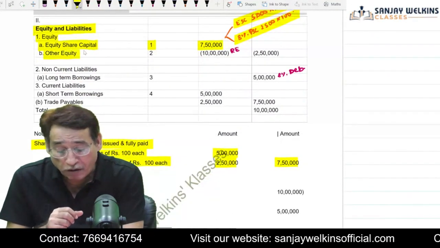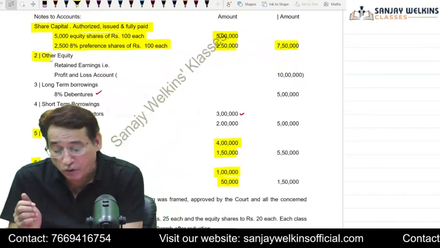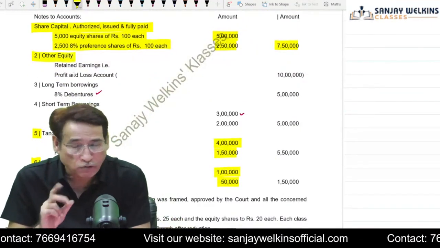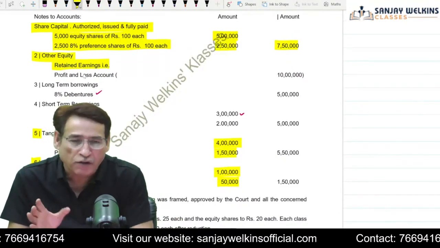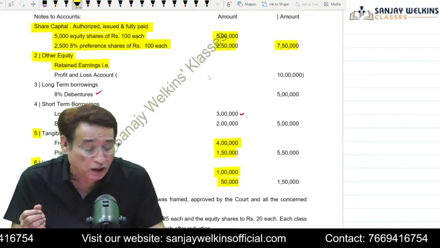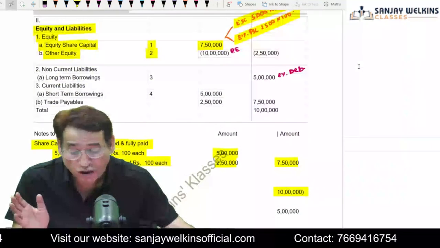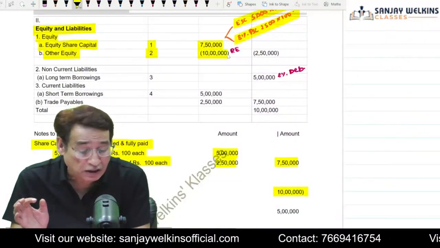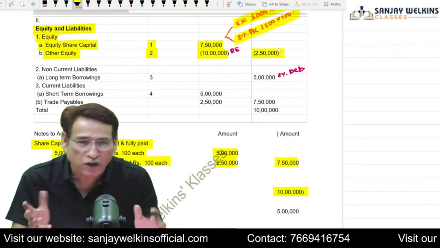Then we have been given other equity, and again a note is given. Under note number two, you are being given other equity. There is one item, retained earnings, and in brackets they have written profit and loss account. As you know, retained earnings stands for profit and loss account. This is a negative figure of 10 lakh. So there is only one item in other equity, and that is negative 10 lakh. Is it clear to you? The total is written in the outer column; we are not concerned with that.